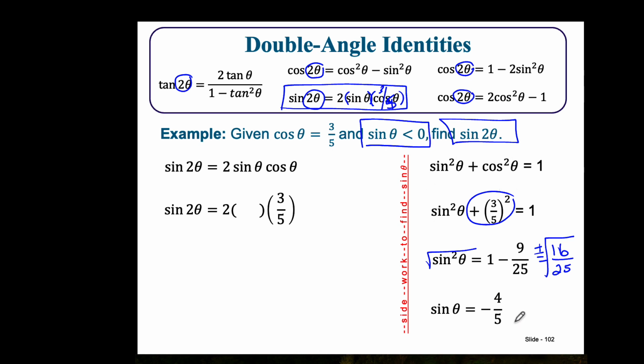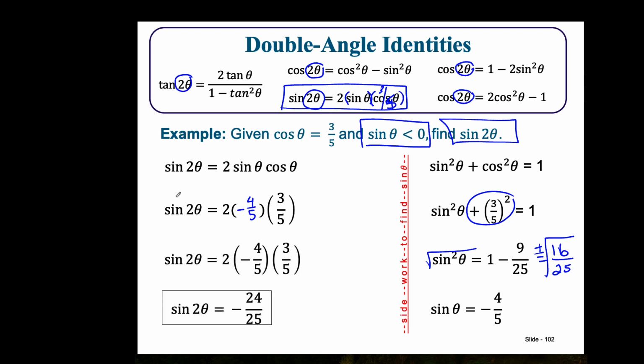All right, so lots of side work there, and that was all for us to find this blank right here. After that, we can just simplify what we have here, and we will have the value of sine of double some angle theta. Looks like that. Multiplication gives us negative 24 over 25.